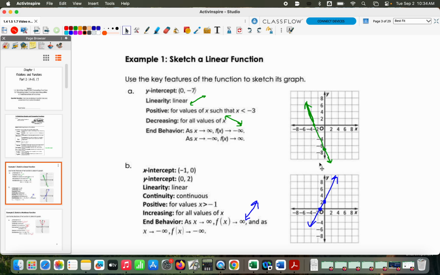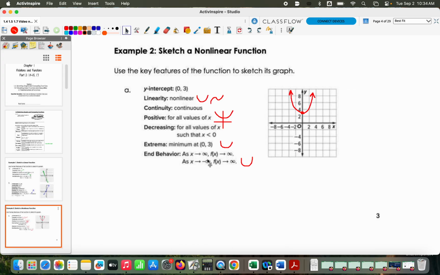Right here we're at 0. Same thing here. This is 0. This section up here is positive. This section is negative. Right here we're at 0. So everything bigger than -1 is positive, and everything before -1 is negative. It's increasing for the whole time, so you can see it's going up, and the end behavior confirms that as well. We can also do this for nonlinear, a little bit trickier.